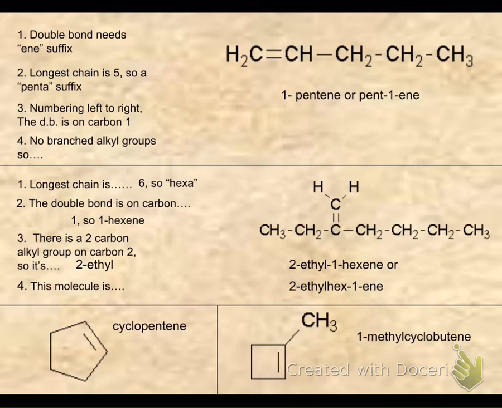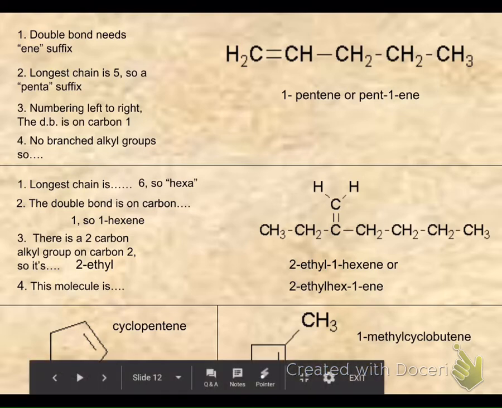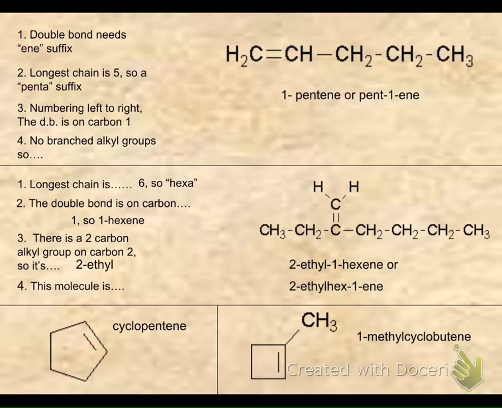And the next one, we have 1-methylcyclobutene. It's a 4-membered ring, so but. Here we do say 1 because that methyl doesn't have to be here. That methyl could be over here. And if it was over there, it'd be 2-methylcyclobutene. So we need that 1 to communicate where exactly that methyl is in reference to the double bond.